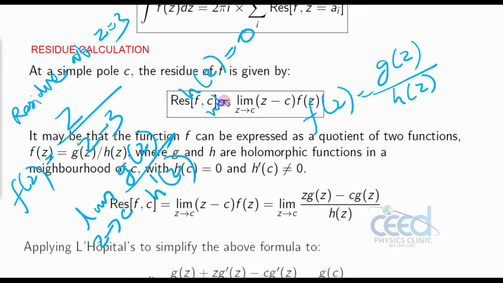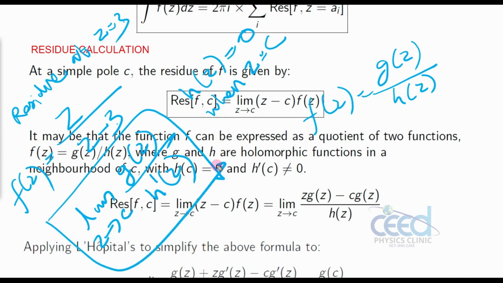When z is equal to c, c is the pole, right? So if you give this as z by z minus c, then c is the pole. So you can apply this result also. Let me check whether the result is correct or not.